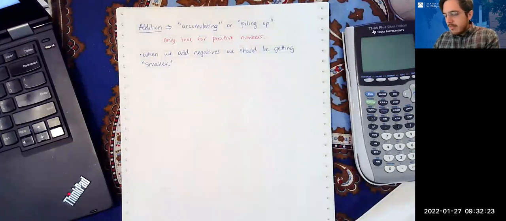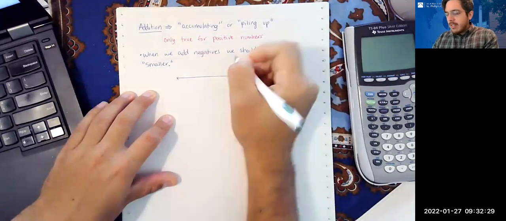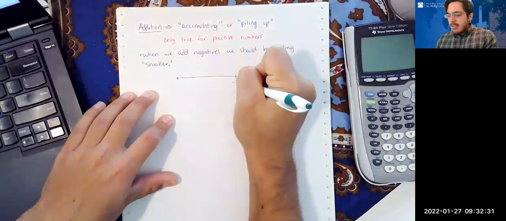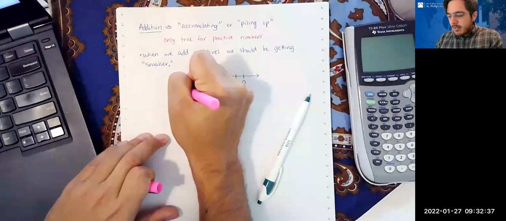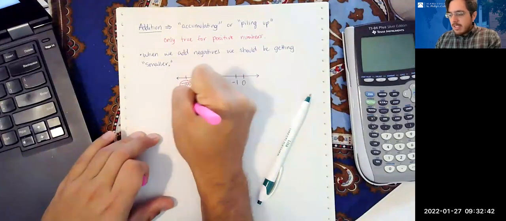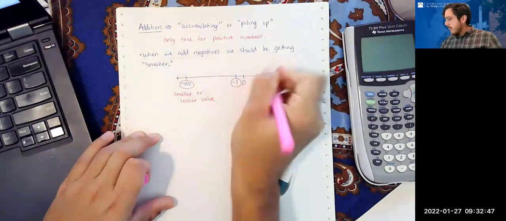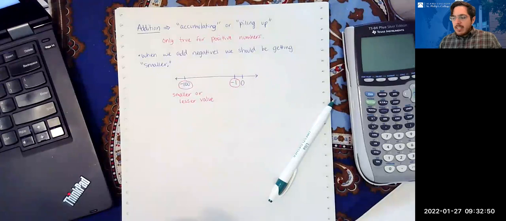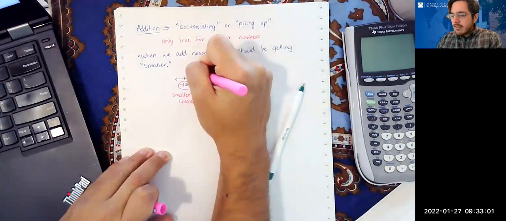So maybe I should emphasize that, right? If 0 is here and we have negative 1 here and negative 100 way out here, this is technically a smaller or lesser value compared to all of the numbers on the right of it. So when we want to think about adding a negative number, we can think about accumulating or piling up, but we need to be thinking about that movement piling up in the negative direction.